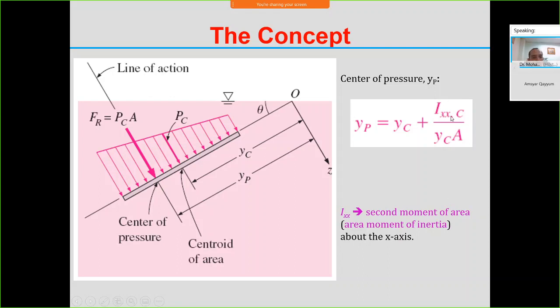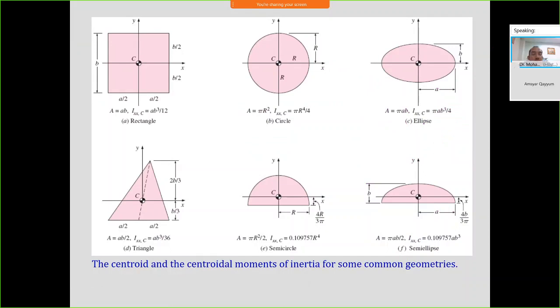So what is I? I is the second moment of area. You don't need to remember it. This is the table of the centroid and the centroidal moment of inertia for some common geometry. Normally what we ask you is just the rectangle, circle, and triangle, or any of these figures.